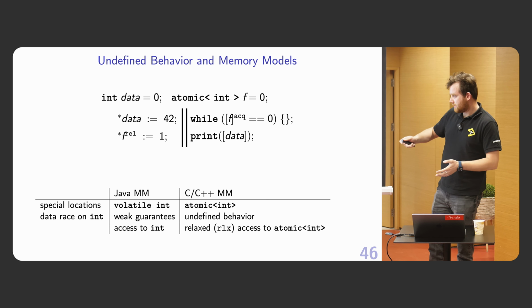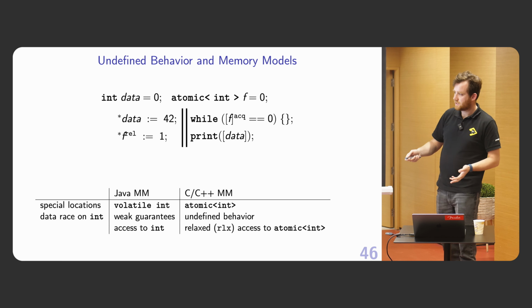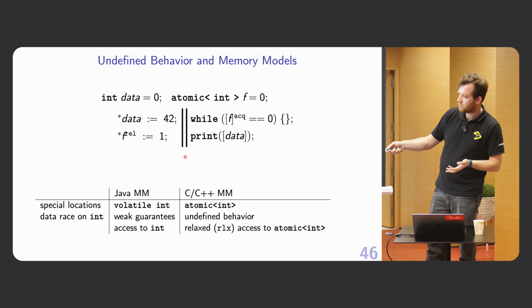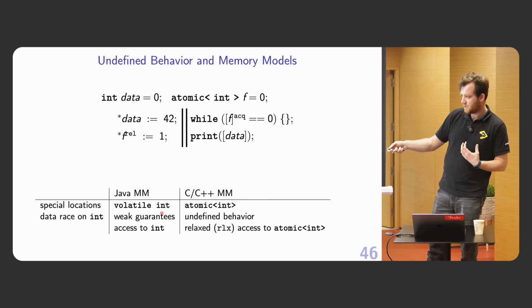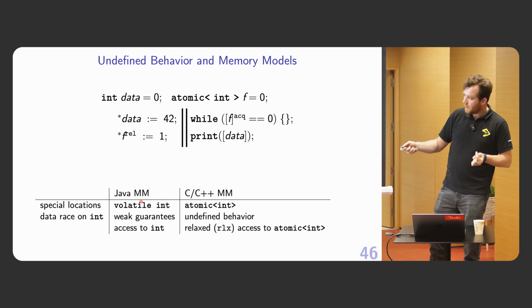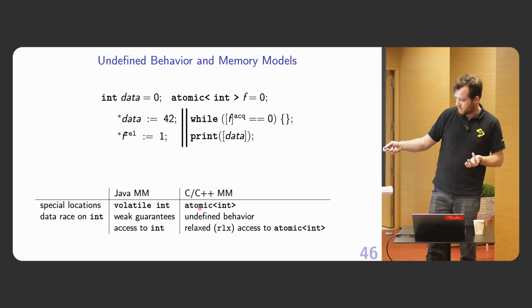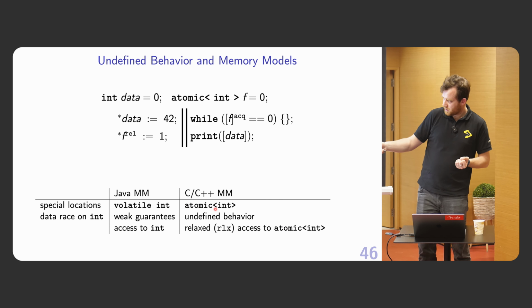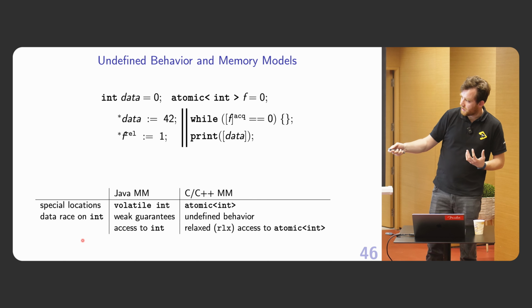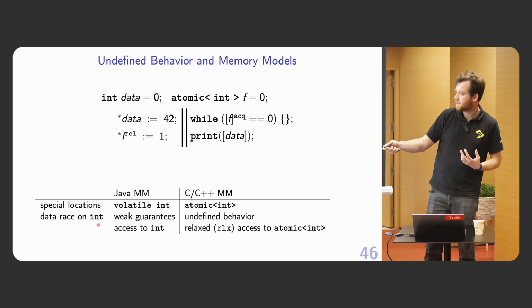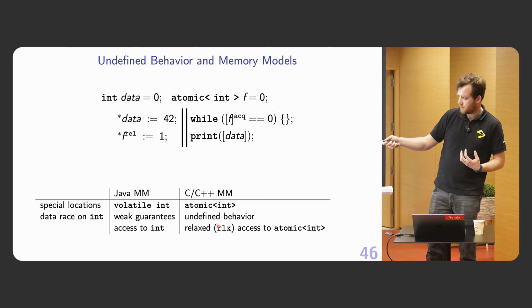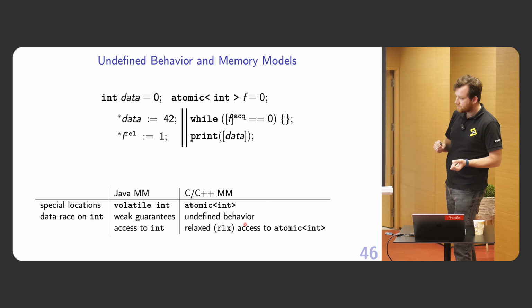The difference between C++ and Java is that in Java, you could also have special locations, which are marked as volatile ones. In C++, special locations are atomic ones. Data races on normal types just give you weak guarantees in Java. In C++, it leads to undefined behavior, right?